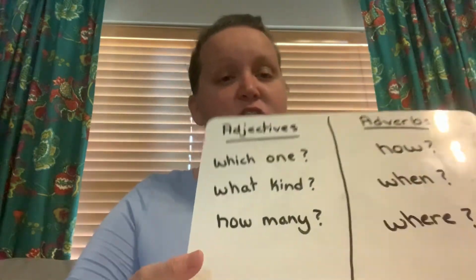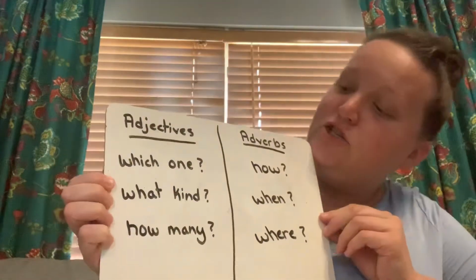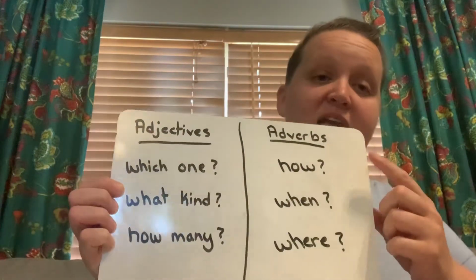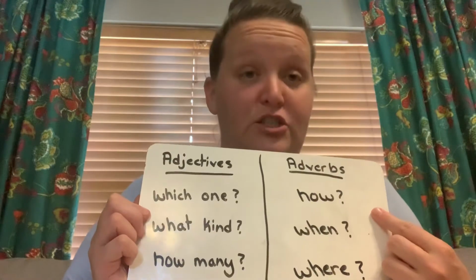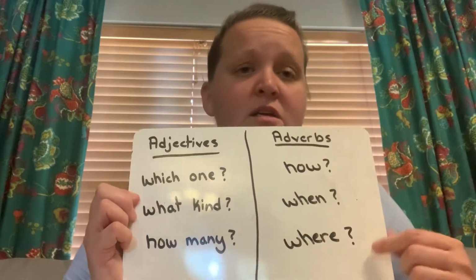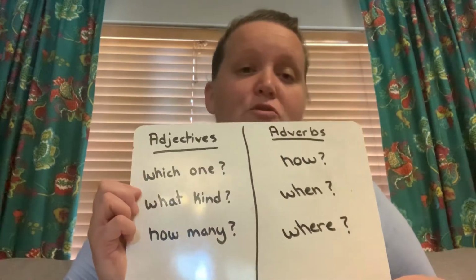Adjectives on this side answer the questions, which one, what kind, and how many. And then adverbs, they modify or describe actions or verbs, okay? And they answer how, when, and where. There's a couple other things that these answer, but it's very rare. So we'll just focus on these.